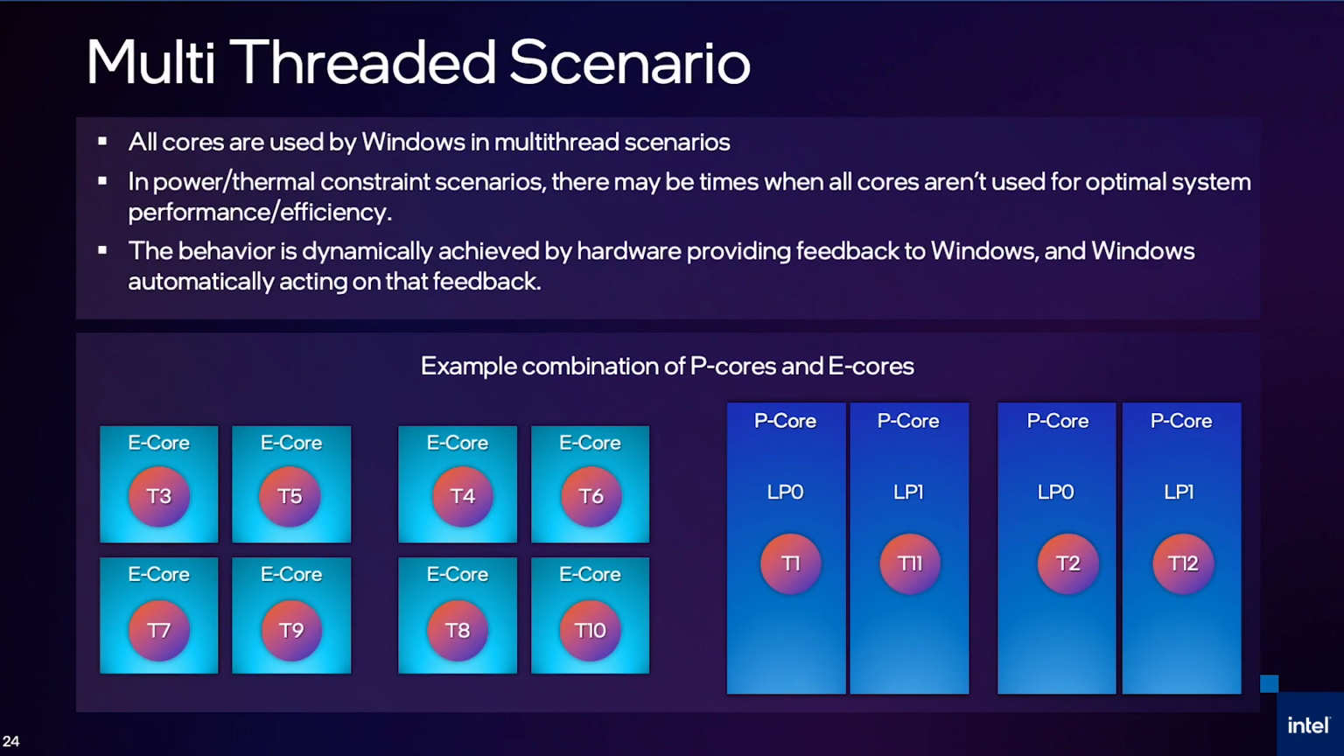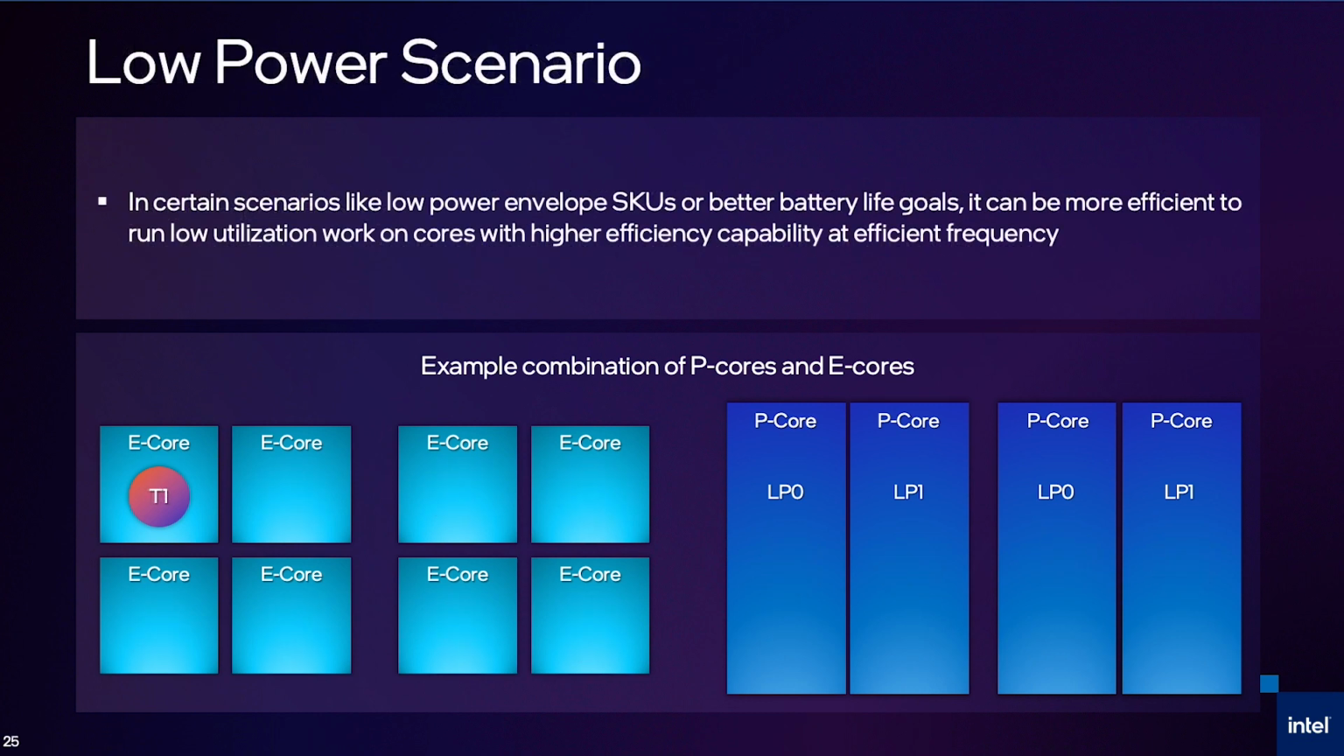Later on, when you've got a fully utilized system, you'll see all cores are used, but the last ones to be allocated are the siblings on the P cores. And finally, there is the low power scenario, where although there's only an individual thread to be run, Thread Director would indicate to the OS the best place to run this would be one of the E cores.